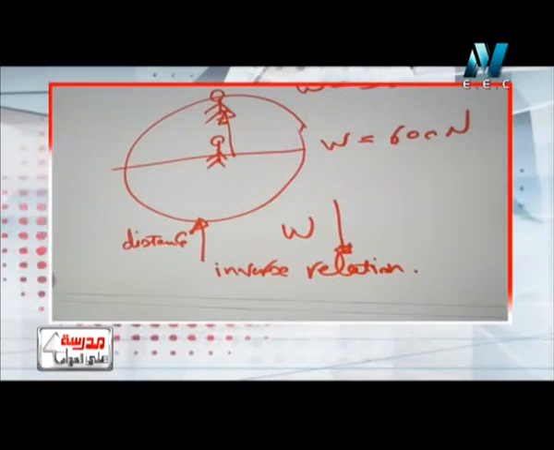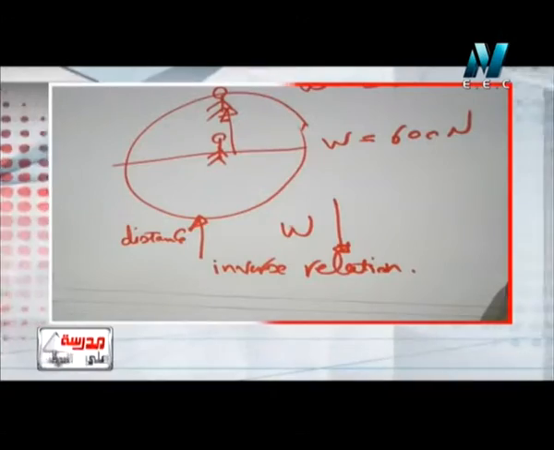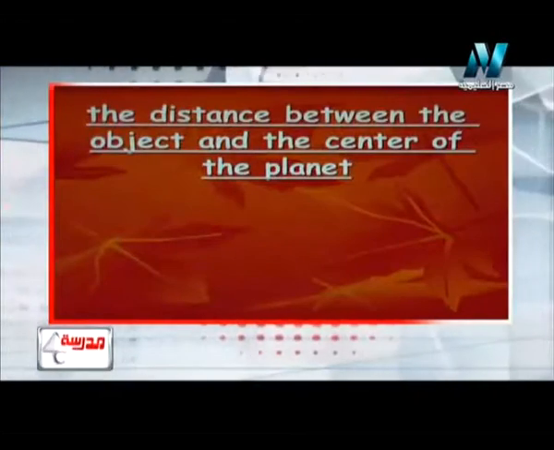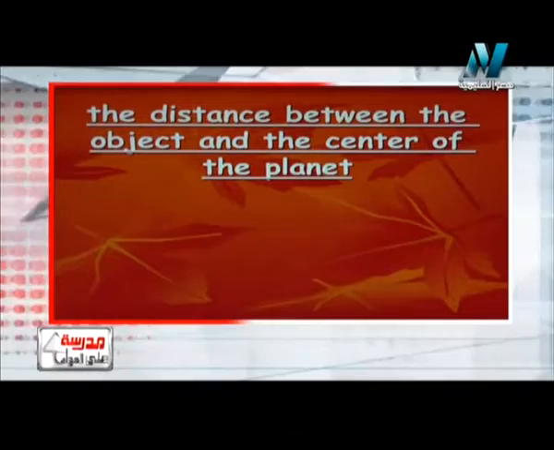Okay, so again the relation between distance from the center of the planet and the weight is always an inverse relation. When the distance increases, the weight decreases. The relation here is inversely proportional. When distance increases, weight decreases. So we can see that.